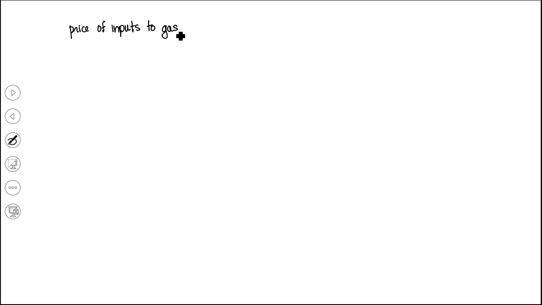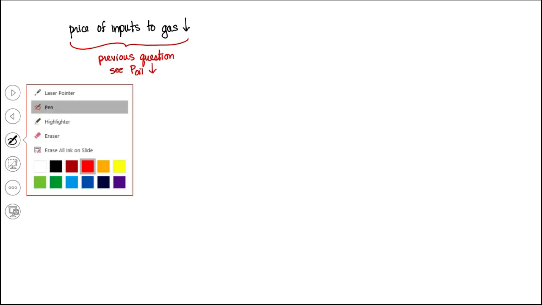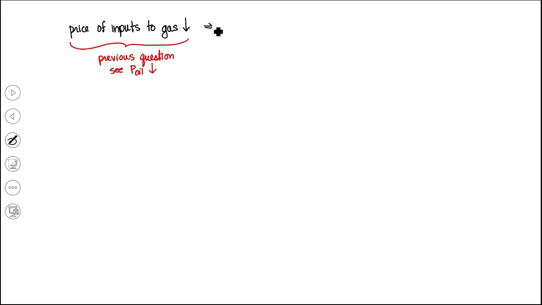Well, what did we just learn in question 3? Everyone look back. Are going which way? Going down, right? Where did we get that from? We got that from the previous question, we see price of oil going down, right? So price of inputs to gas are going down. So does that sound like a demand shifter or a supply shifter? Is that demand or supply, guys? It's a supply shifter. So if price of inputs are going down, does supply go up or does it go down?